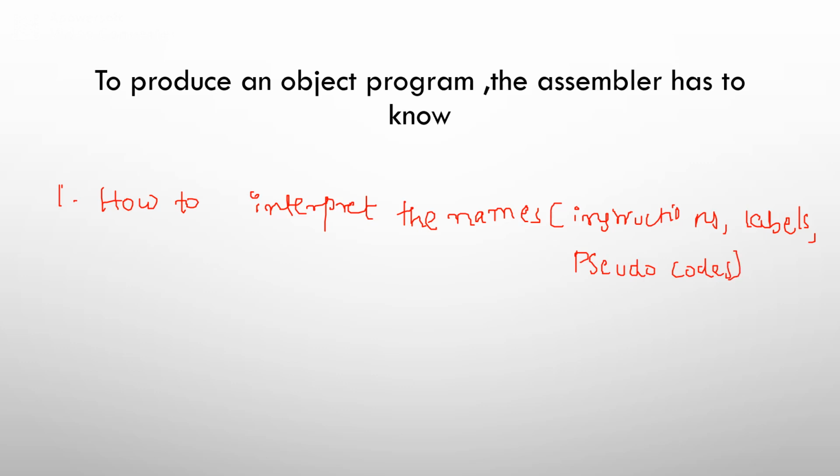To produce an object program, the assembler has to know the first information, which is how to interpret the names. Names may be either instructions, labels or pseudocodes. The second information is where to place the instructions in the memory. So what is the starting address of the memory to place those set of instructions?